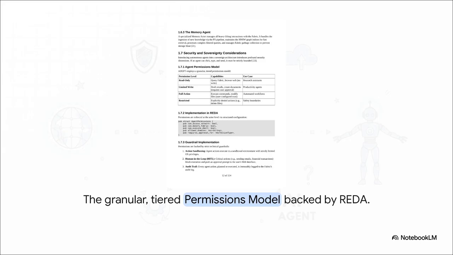The RITA system backs a granular, tiered permissions model. You can restrict an agent to be just a read-only research assistant that only queries the fabric. Or, if you want, you can elevate it to a fully trusted workflow automator with full action privileges to execute shell commands and modify files. You remain the sovereign authority over your system's intelligence at all times.